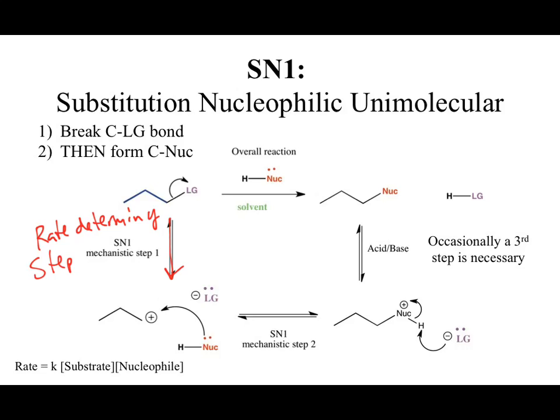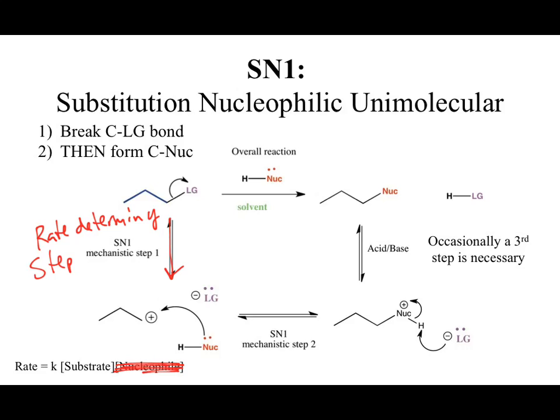Which is why you can tell there was a typo now. If you look in the lower left-hand corner, our rate is going to be determined based on some rate constant and only the concentration of the substrate. The nucleophile is not important in the SN1 reaction. Questions about that?